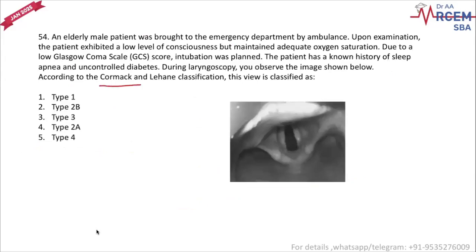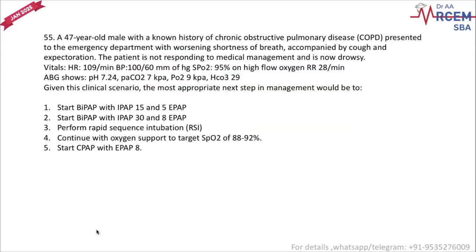According to the Cormack-Lehane classification, this view is classified as: you're able to see the epiglottis, you're clearly able to see the vocal cords, you're clearly able to see the lower structures. Also, the arytenoid is clearly seen. So this is a grade 1. This one has appeared in previous exams. This one also appeared in previous exams. This one also has appeared in previous exams.